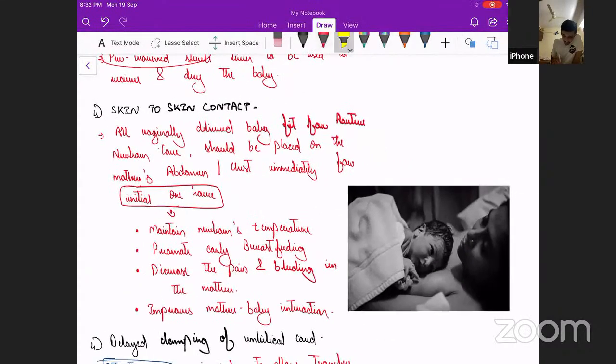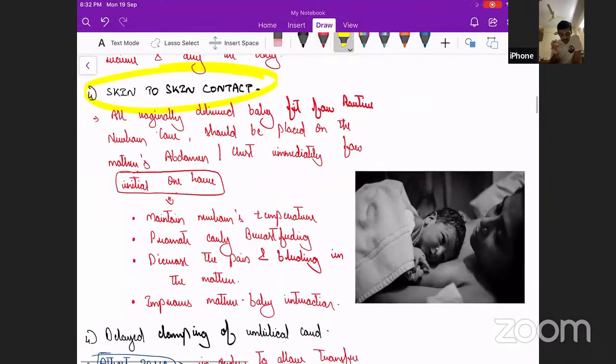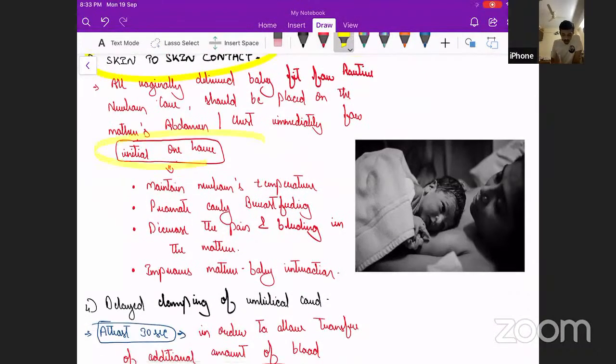Again, this is one of the most important aspects. All vaginally delivered babies, or babies delivered by C-section who qualify the normal newborn definition, need to be put back to the mother itself. We should not hand it over to the attenders, or get the child to the resuscitation corner if they qualify the normal newborn criteria. We'll have to put it back on mother's abdomen and chest. Why is it so important to do it within the initial 1 hour?